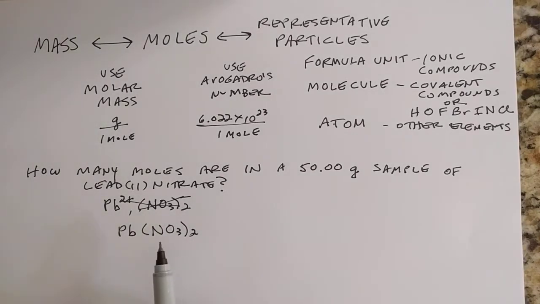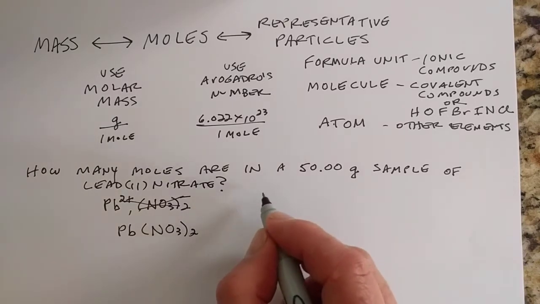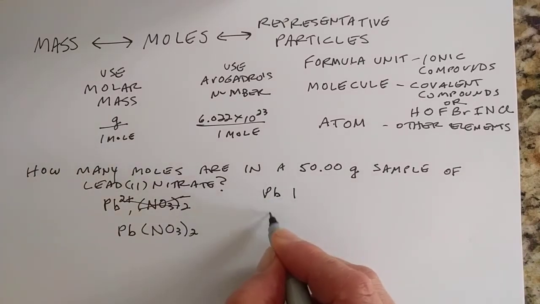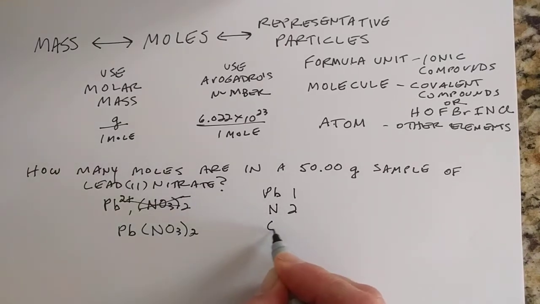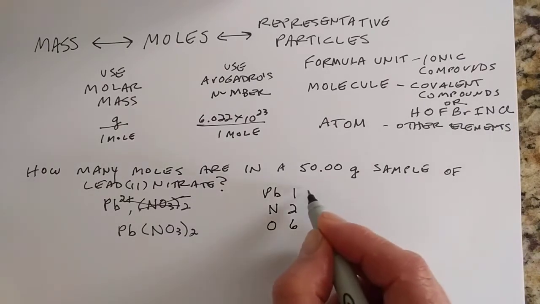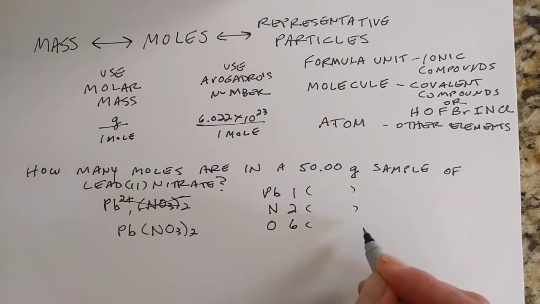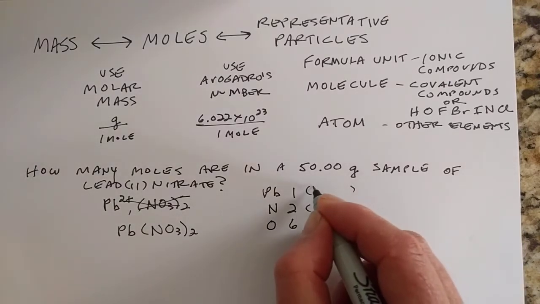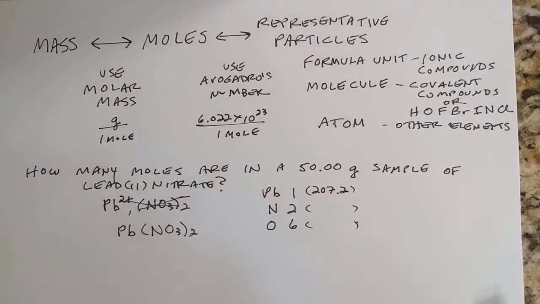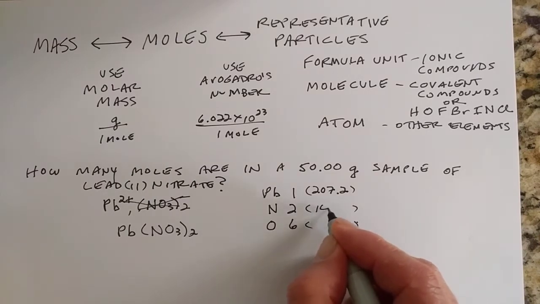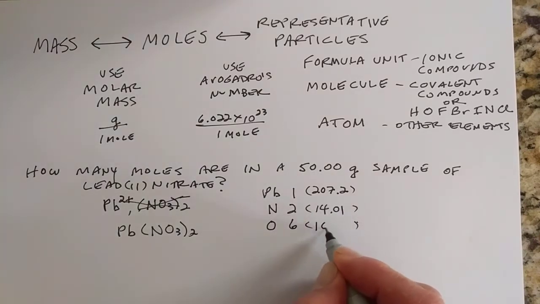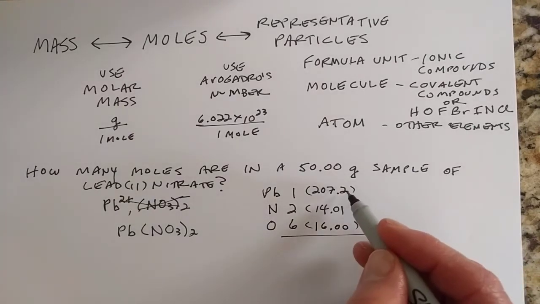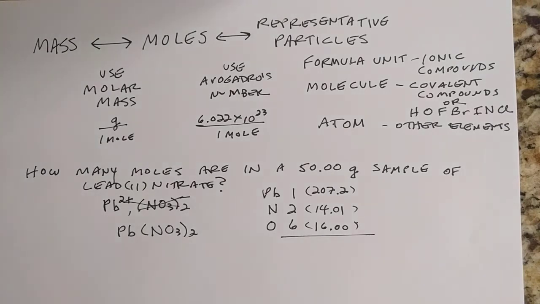Now that we have that, we're going to calculate the molar mass, because we need that to figure out our conversion. Lead, we have one of those. Nitrogen, we have two of those. Oxygen, 2 times 3, we have 6 of those. Remember, we go to our periodic table to get the masses of our elements. Lead is 207.2. Nitrogen, 14.01. And oxygen, 16.00. Because this is 1 decimal place, I'm just going to take this to 1 decimal place. Usually we do 2.